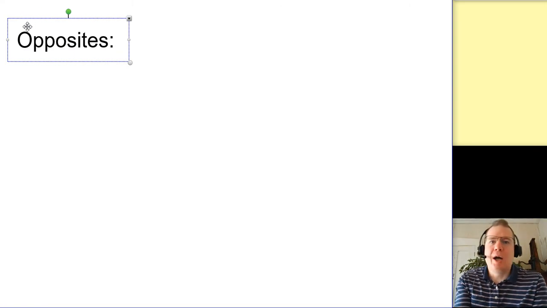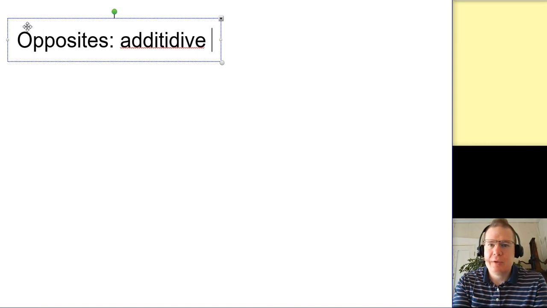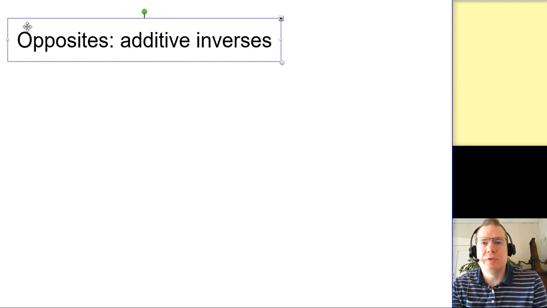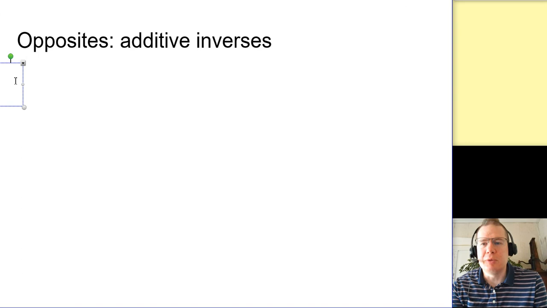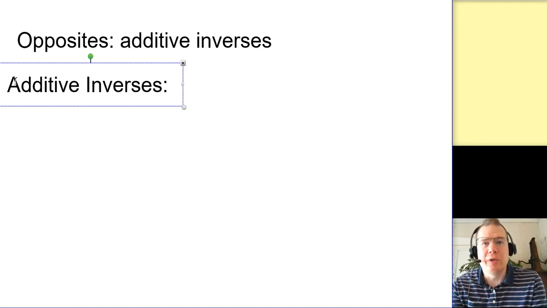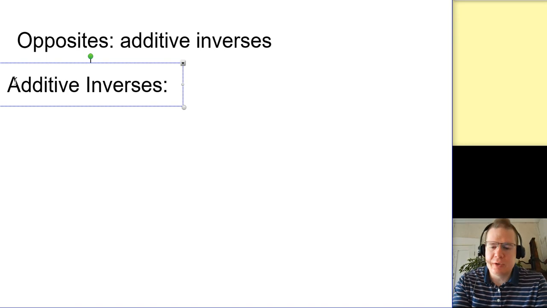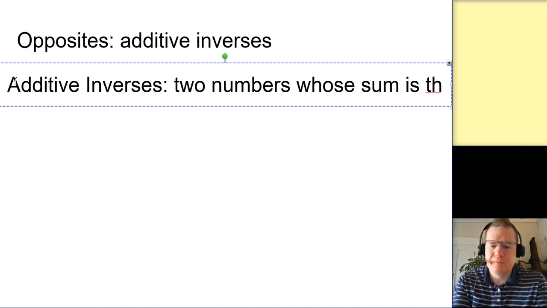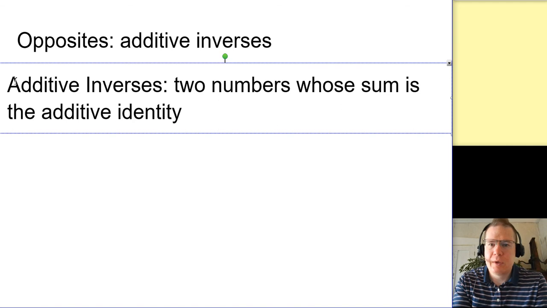We use this word opposites all the time in everyday language, right? But in mathematics, it has a very specific definition. Opposites are additive inverses. That's what the word opposite means. It's very precise. Now, we need to know what we're talking about with additive inverses. An additive inverse, or additive inverses, are two numbers whose sum is the additive identity.